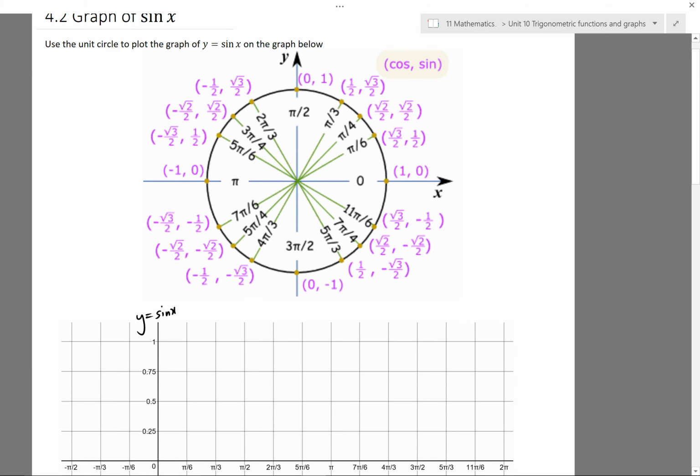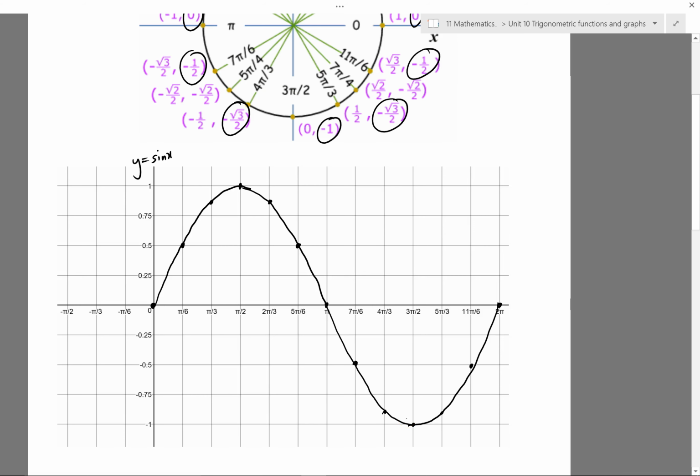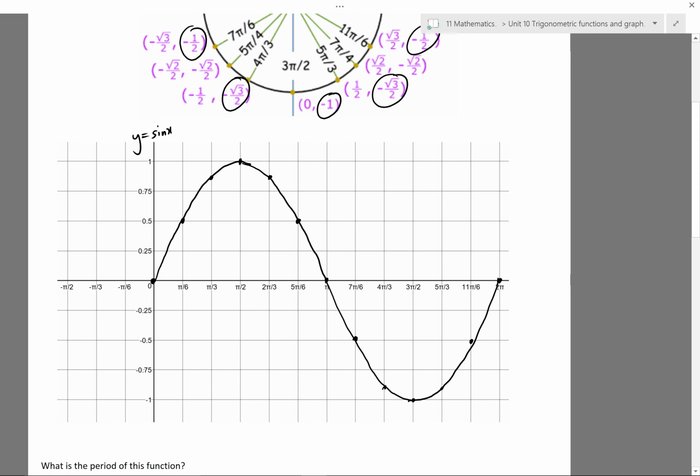This time we're using the y coordinates of these angles all the way around. So I'm really focusing on all of these points and plotting approximations of these numbers just like I did for cosine. Sine x looks like this, and then I can continue that into the negative as well, either using the unit circle diagram or just by following the pattern of this graph.